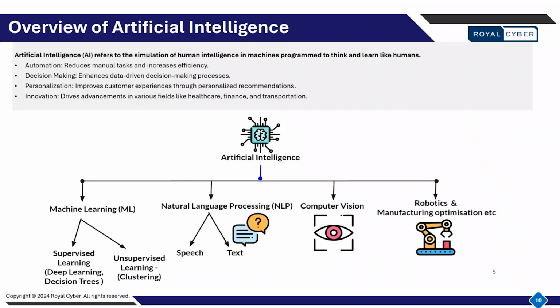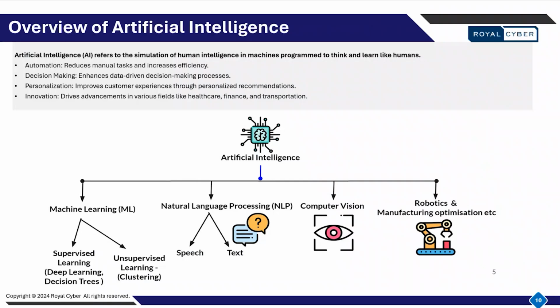Firstly, AI enables automation, significantly reducing manual tasks and boosting efficiency across various industries. For example, repetitive tasks in manufacturing or data entry can be automated, allowing human workers to focus on more complex activities. AI also enhances decision-making by analyzing vast amounts of data to provide insights and recommendations. This capability supports better data-driven decisions in areas like finance, healthcare, and business strategies.